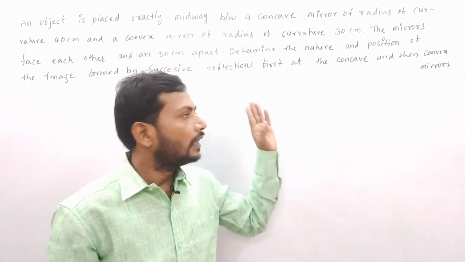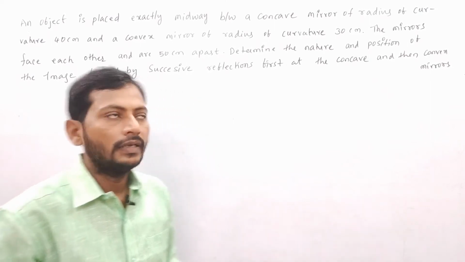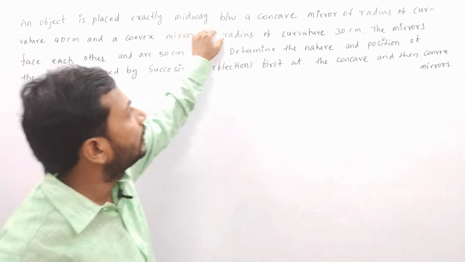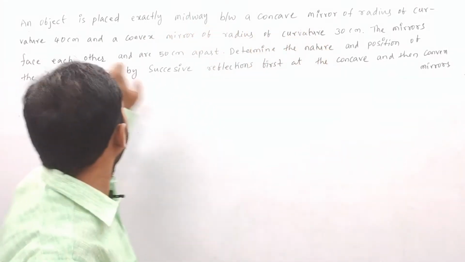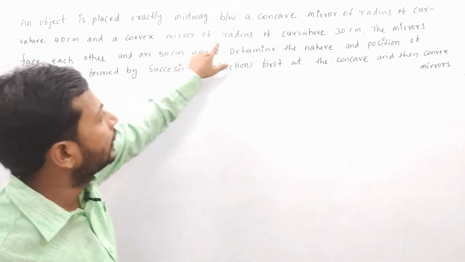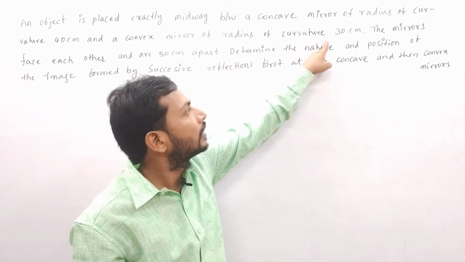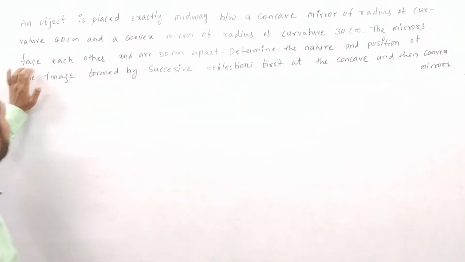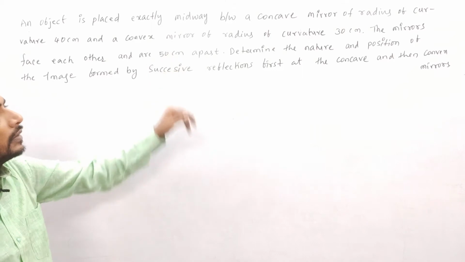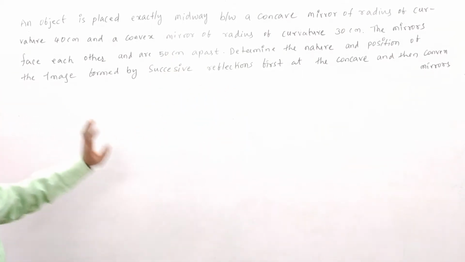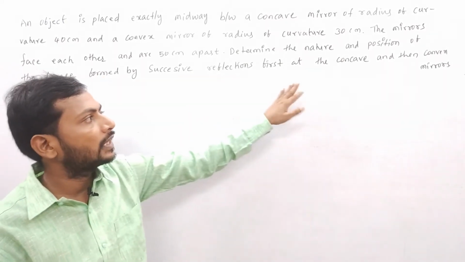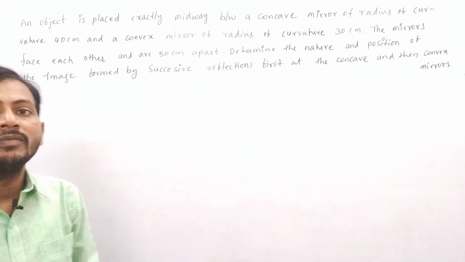Okay children, here I have taken one more numerical. An object is placed exactly midway between a concave mirror of radius of curvature 40 centimeter and a convex mirror of radius of curvature 30 centimeter. The mirrors face each other and are 50 centimeter apart. Determine the nature and position of the image formed by successive reflections, first at the concave and then the convex mirror.